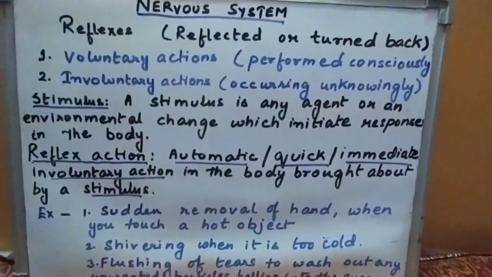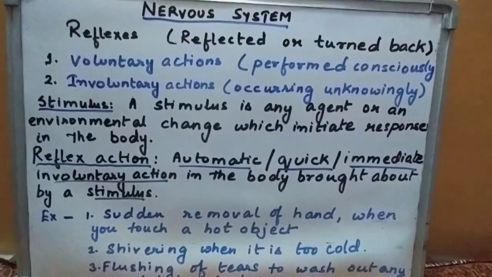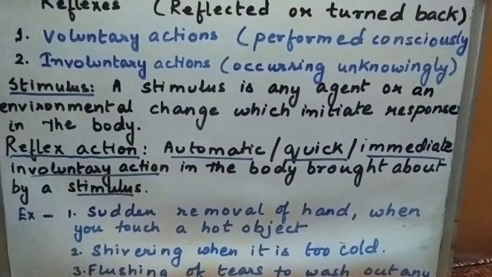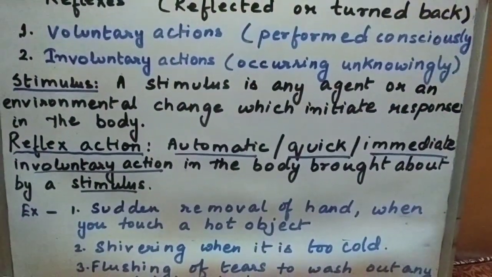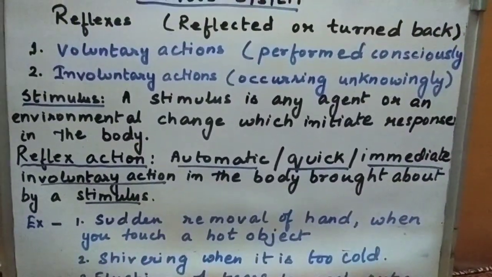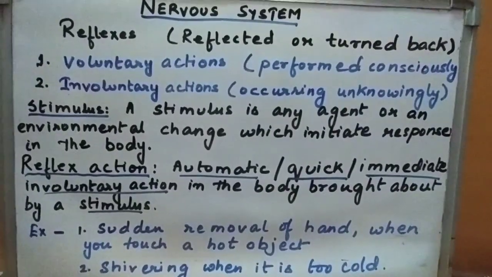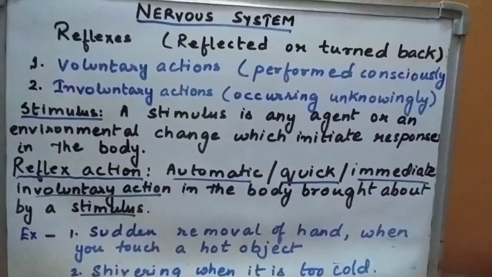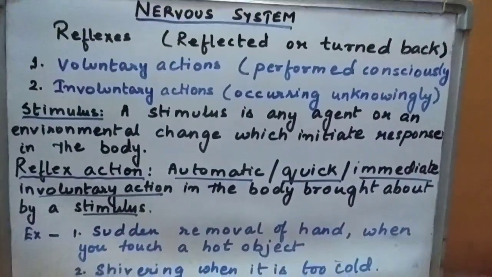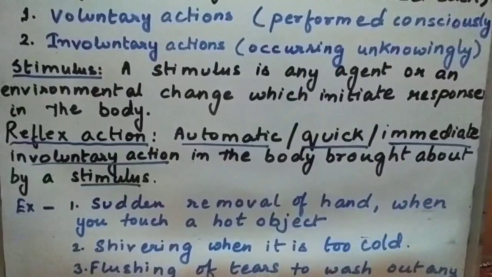Now the response which is created due to a certain external agent, that is known as stimulus. What is a stimulus? A stimulus is any agent or an environmental change which initiates a response in the body. So they may be anything. They may be physical, chemical, electrical, mechanical, thermal, any sort of change our body experiences, and then it shows the response towards it. What is reflex action?